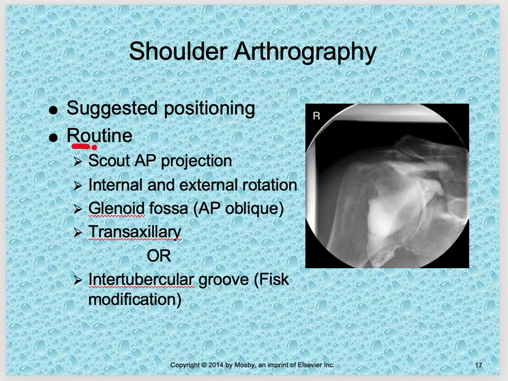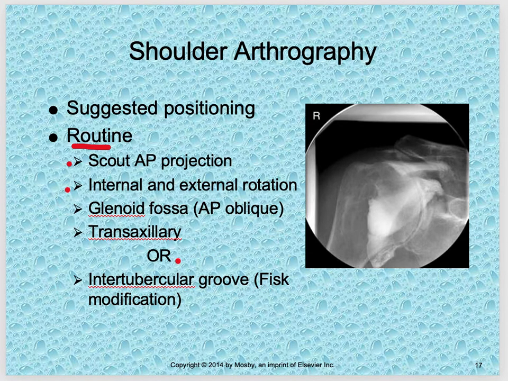Suggested positioning, so routine, if you have to take still films, which usually they don't anymore, they just take fluoro films, and then they send them to, like I said, CT or MRI. But if you're going to do anything, you're going to do a scout AP projection, so an initial image of the shoulder, and then an internal and external of the shoulder. So your AP projection internal, AP projection external. You may need to do an image of the fossa. AP oblique, where you oblique and then you visualize that glenoid cavity, which is the Grashey method. You may have to do a transaxillary or an intertubercular groove, the Fisk modification.